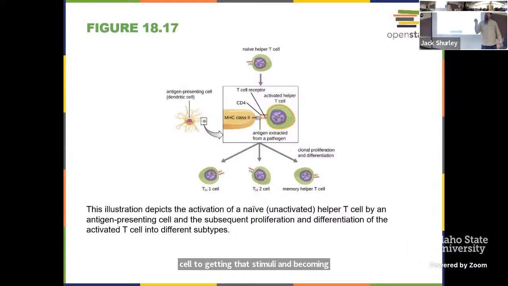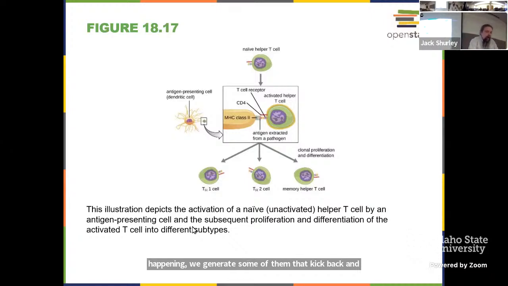At this point, it now starts telling all of these other cells, secreting cytokines and stimulating things to come in and respond, dependent upon this initial recognition. It differentiates to tell other cell-mediated responses, other white blood cells like neutrophils and eosinophils and basophils, stimulating macrophages. The T helper 2 stimulates B cells, right? And then again, once all of this stimulation starts happening, we generate some of them that kick back and wait as memory cells for, again, a future infection.